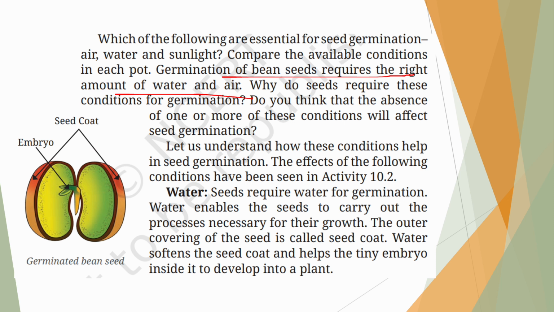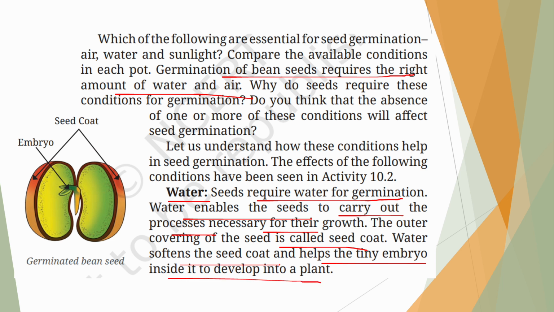The effects of the following conditions have been seen in activity 10.2. First, we will see water. Seeds require water for germination. Water is essential for germination. Water enables the seeds to carry out the processes necessary for their growth. Why is water essential for germination? Water helps the seeds to carry out the processes necessary for their growth. The outer covering of the seed is called a seed coat. Water softens the seed coat and helps the tiny embryo inside it to develop into a plant.